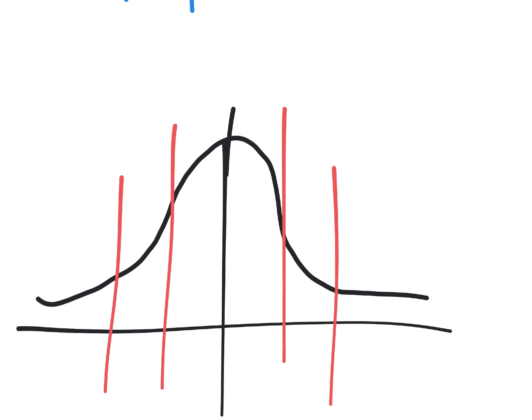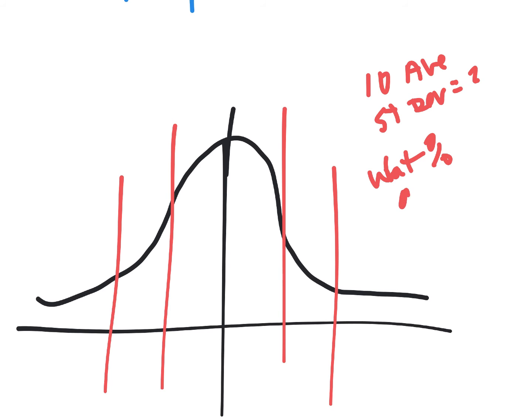Next, let's say the standard deviation is 2. The average is 10 and the standard deviation is 2. Now I could ask, what percent of kids are above 12? If 10's the average, what percent of kids will be above a 12? And the way I think I could say that is 12 or above.